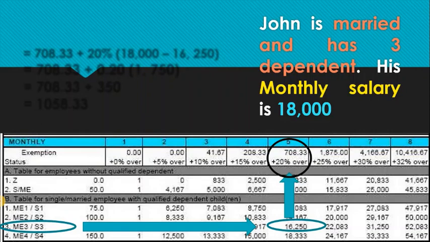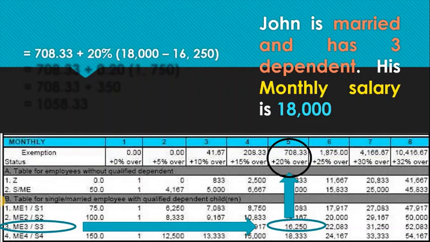So we are going to compute how it works. Since it belongs there, it will be like this. You copy 708.83 here. You copy plus and 20%. As you can observe, we have the word over here. What does it mean? Over is the difference between your actual salary and what you based it on, which is 16,250. You have to get its difference. The over here is 18,000, and I based my salary on 16,250. So I have to get that difference.